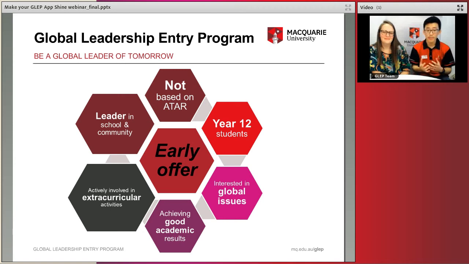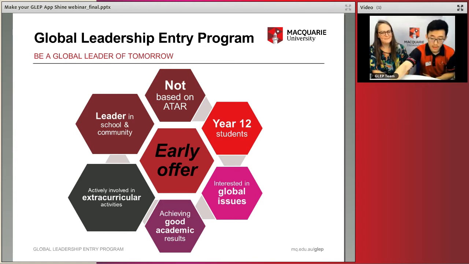So the Global Leadership Entry Program is basically for Year 12 students who are studying the HSC, the SSC or the IB and who are interested in global issues. It's an early offer that is not based on your ATAR. Rather, we look at three things: whether you demonstrate leadership within your school community or even the wider community, if you're actively involved in extracurricular activities, you've gone above and beyond your commitment there, and you've also achieved good academic results.